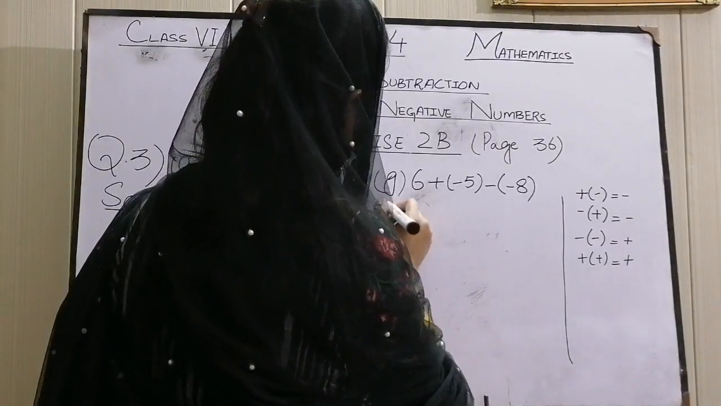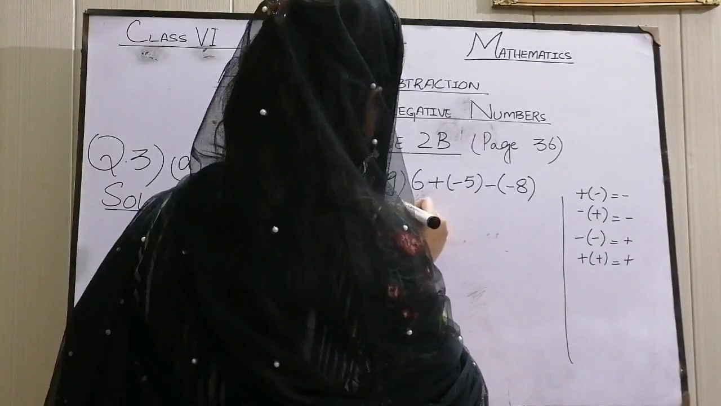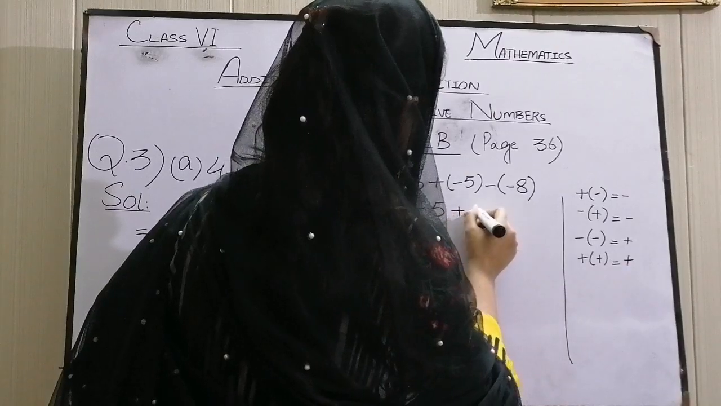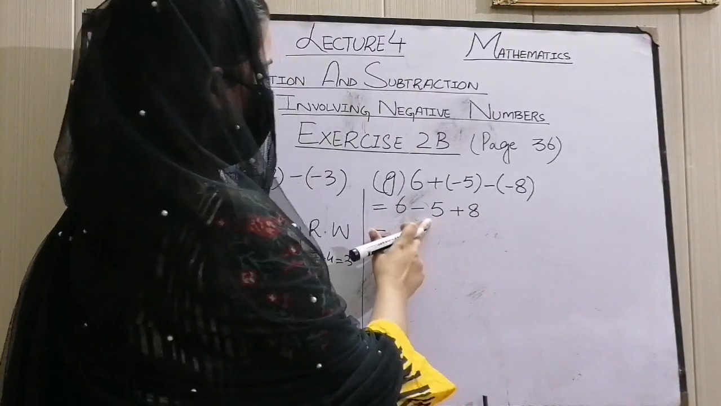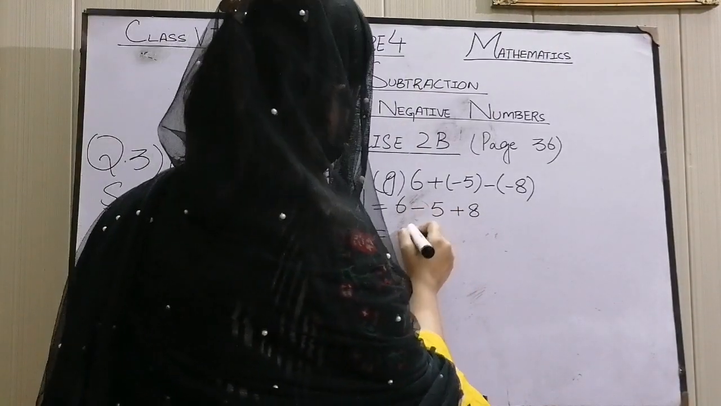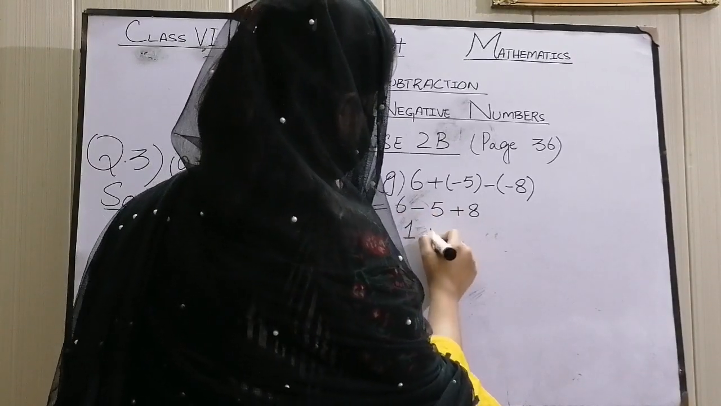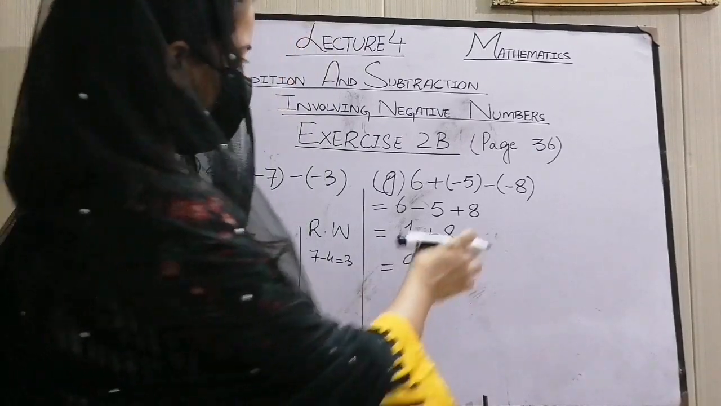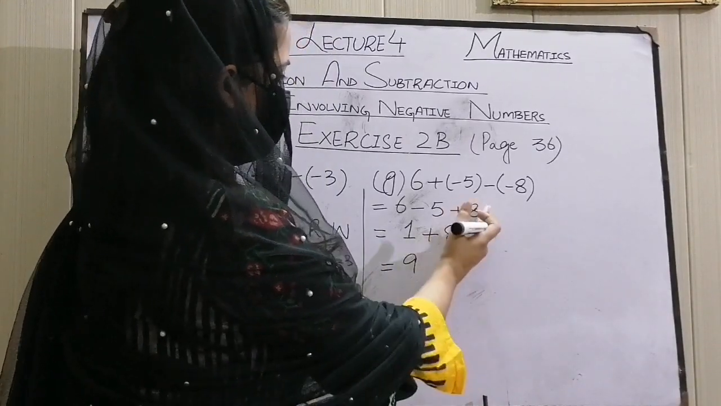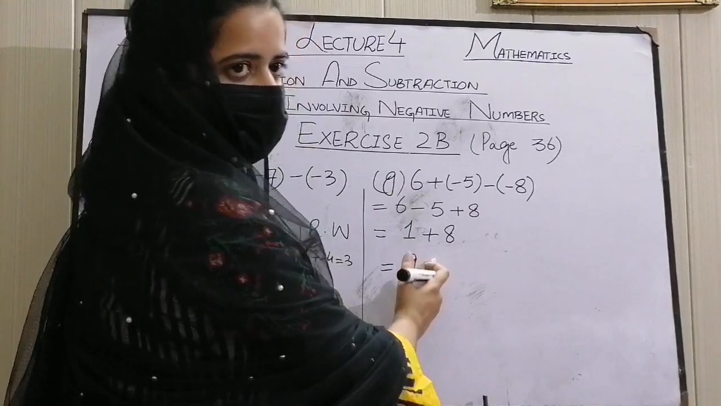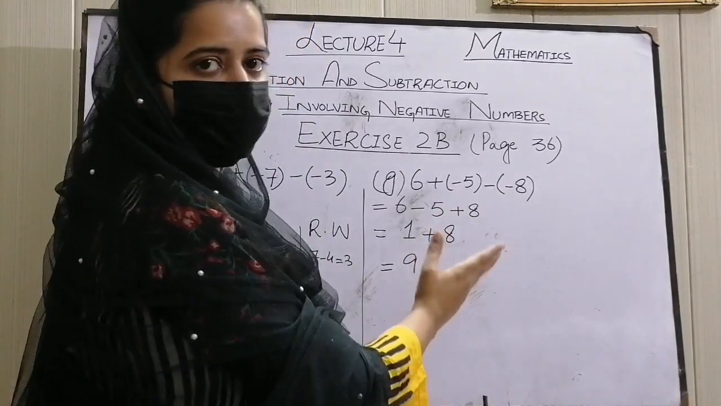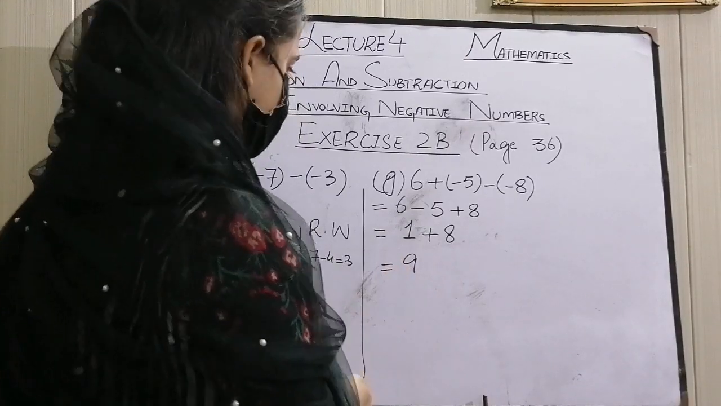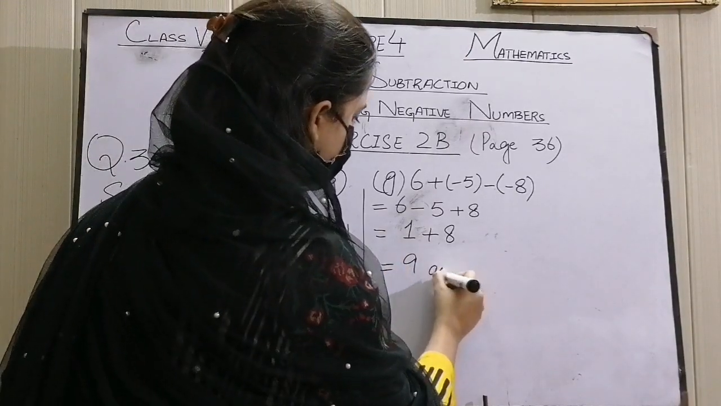For the next part, solve the brackets first. Plus minus minus. Minus minus plus. If we solve this question directly, 6 minus 5 is 1, 1 plus 8 is 9. Don't do this question directly. You have to do all of these steps. You have to go step by step, and you are not supposed to use a calculator for these questions. So 9 is our answer.